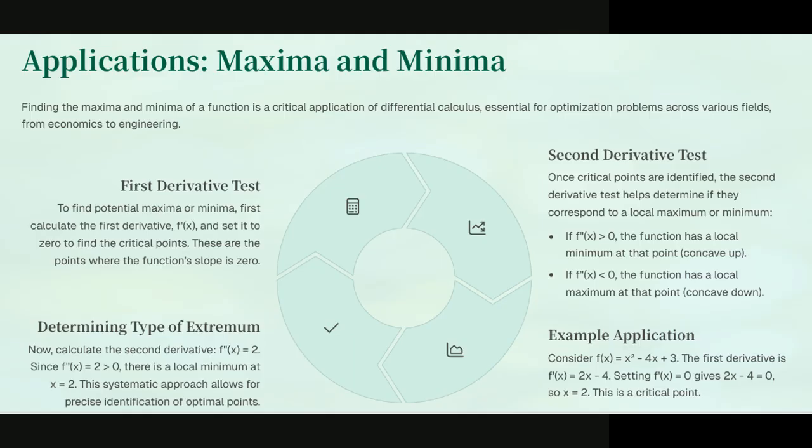So differentiation also plays a very important role in finding this, right? Because we are also dealing with change. So the first derivative test to find the potential maxima and minima: first calculate the first derivative and set it to 0 to find the critical point. It's at the point where the function's slope is 0.